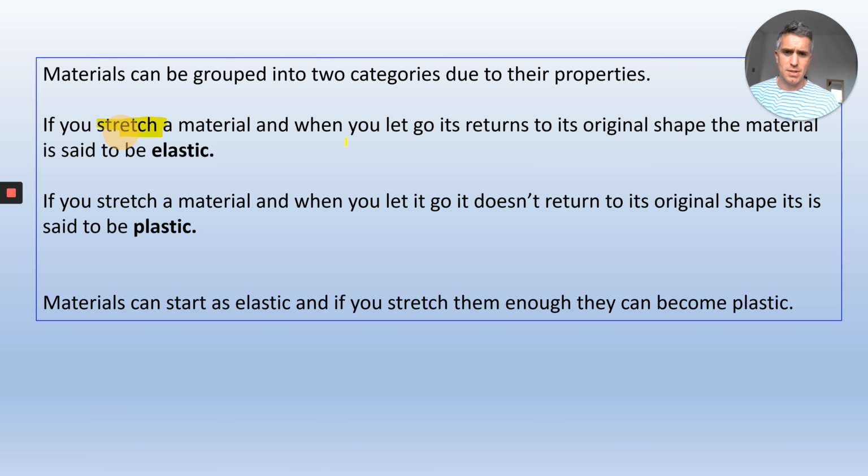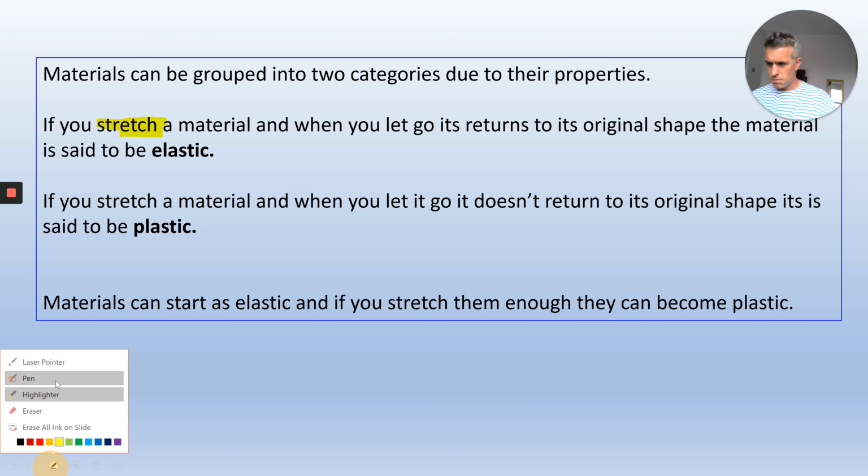Things can start off as elastic and then go plastic. So, for example, you can have a spring which you stretch a little bit and then let go and it's fine. But if you pull it too much, it will unwind and become plastic. Good things to note down: the difference between elastic and plastic. Pause, copy it down.